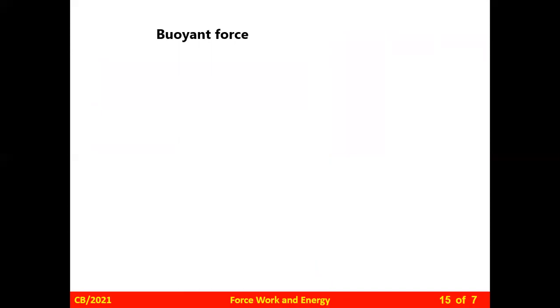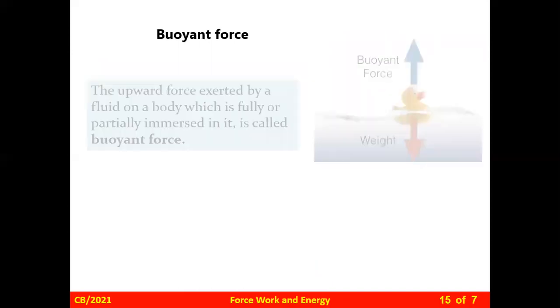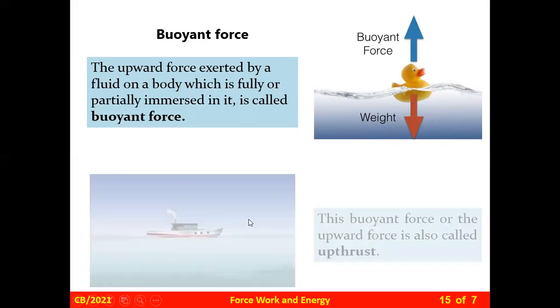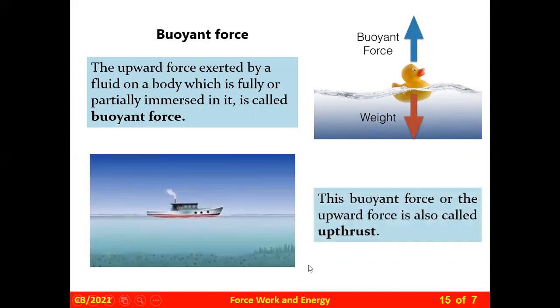Next type of force is buoyant force. Buoyant force or upward thrust is the force exerted by the fluid or water on a body which is fully immersed or partially immersed in something like this duckling floater which we generally use. It is called as buoyant force. You must have seen even a boat or a ship sailing on water due to buoyant force. This buoyant force or the upward force, as I said, is also termed as upthrust.